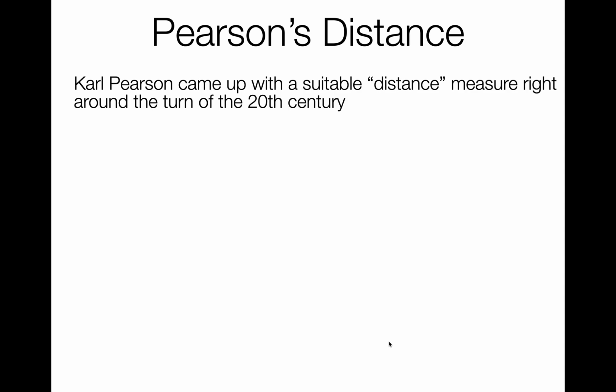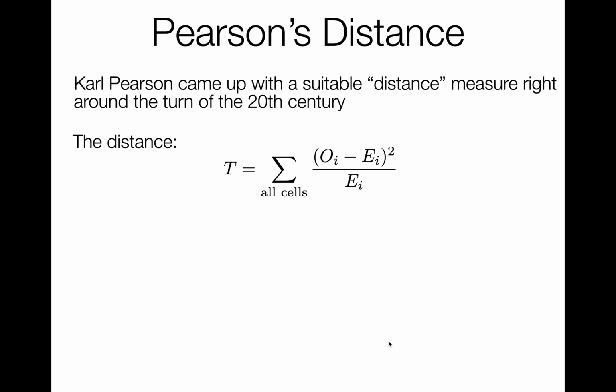Okay, so he came up with this quote-unquote distance right around the turn of the 20th century. I'm not sure if they actually talked about this in The Lady Tasting Tea yet, but they certainly do sometime in there. The distance that he came up with is called Pearson's chi-square distance, and we'll talk about why it's called chi-square in a second.